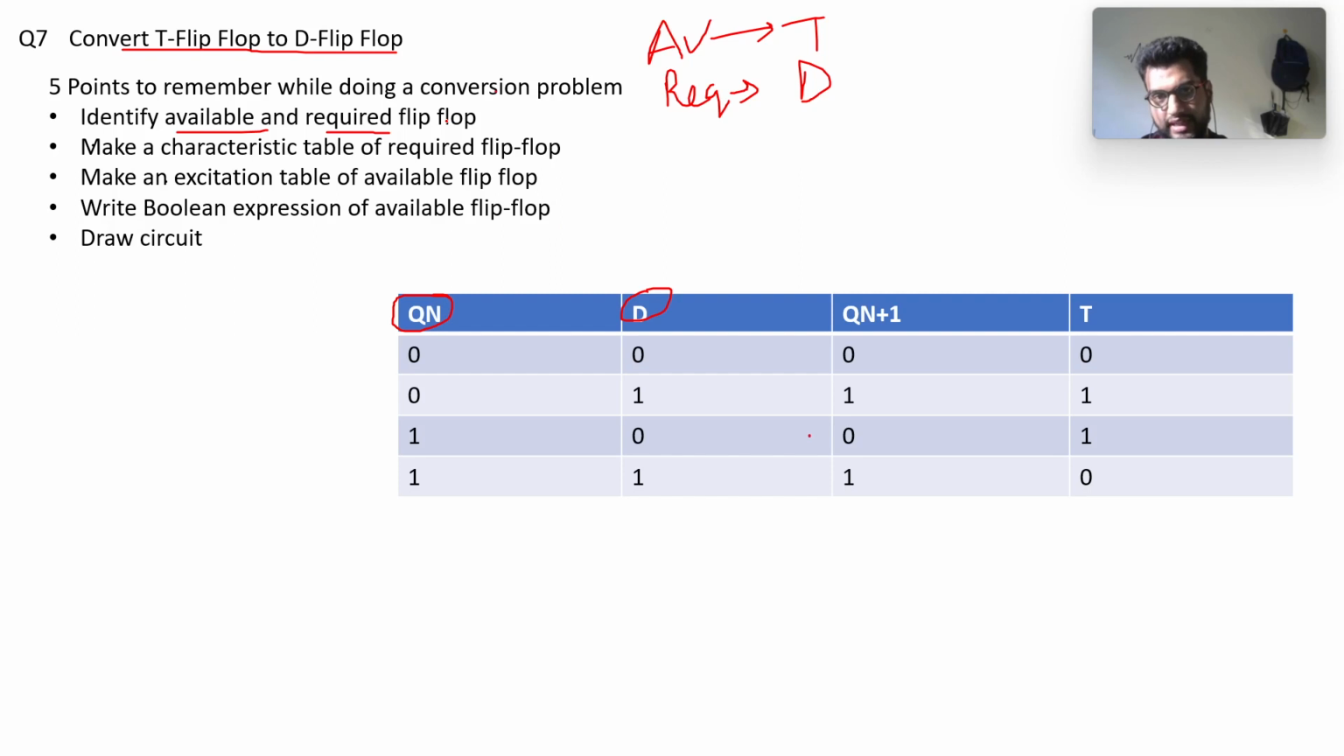Then I have to make an excitation table of available flip-flop. So excitation table is formed between Qn and Qn plus 1. So it is 0 0 0 1 1 0 1 1. And excitation table of the T flip-flop is like this: 0 1 1 0. Now I need to write the Boolean expression for the available flip-flop. So it's T.